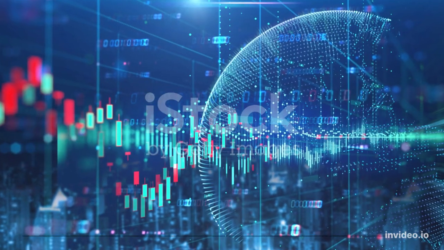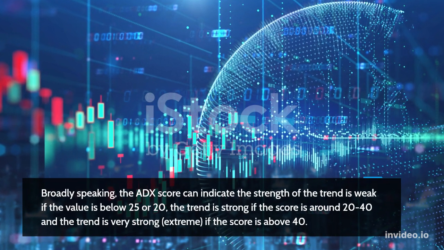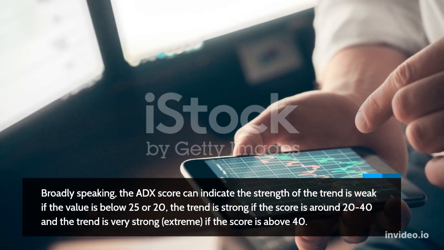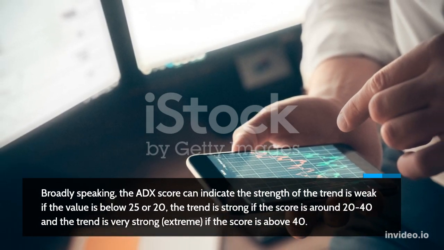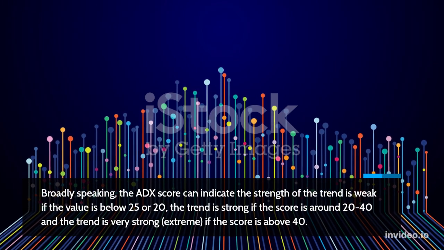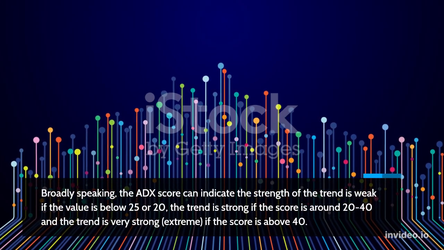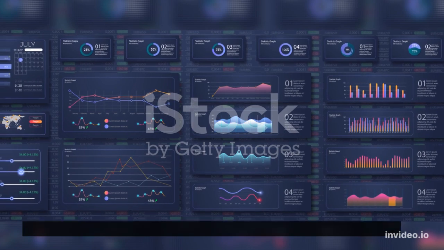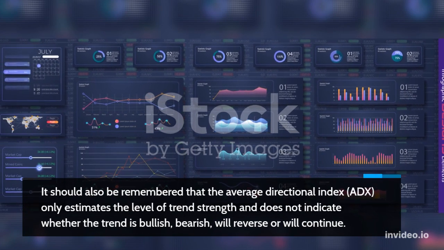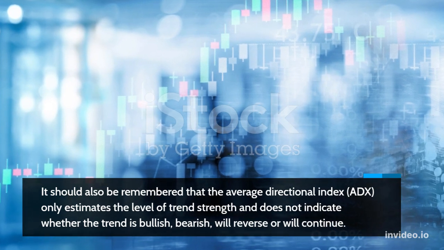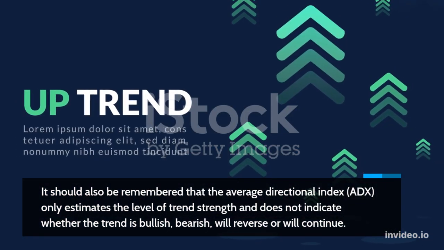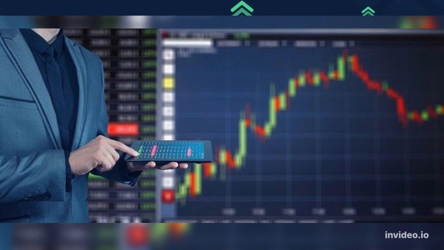manually. Broadly speaking, the ADX score can indicate the strength of the trend is weak if the value is below 25 or 20, the trend is strong if the score is around 20 to 40 and the trend is very strong, extreme, if the score is above 40. It should also be remembered that the Average Directional Index, ADX, only estimates the level of trend strength and does not indicate whether the trend is bullish, bearish, will reverse or will continue.